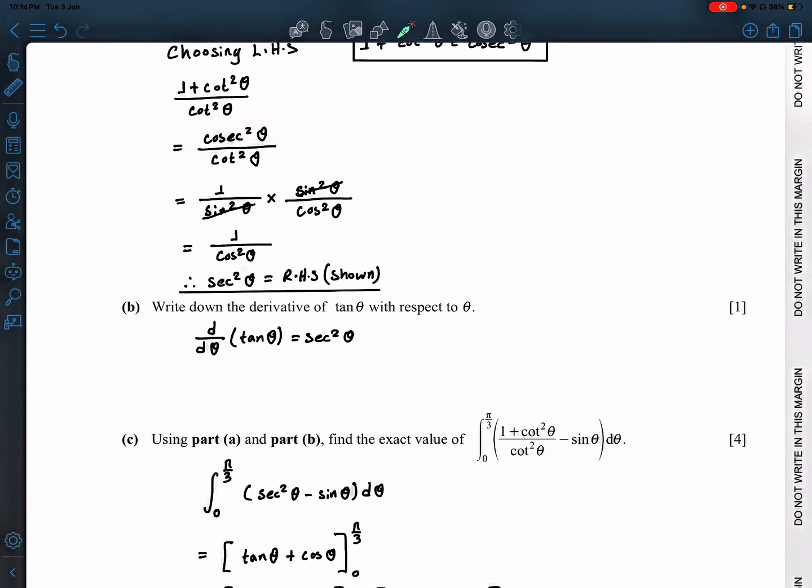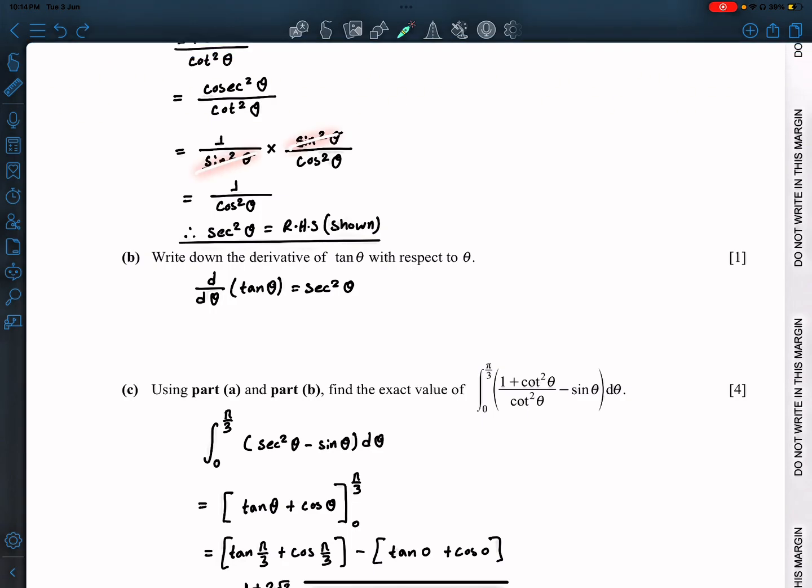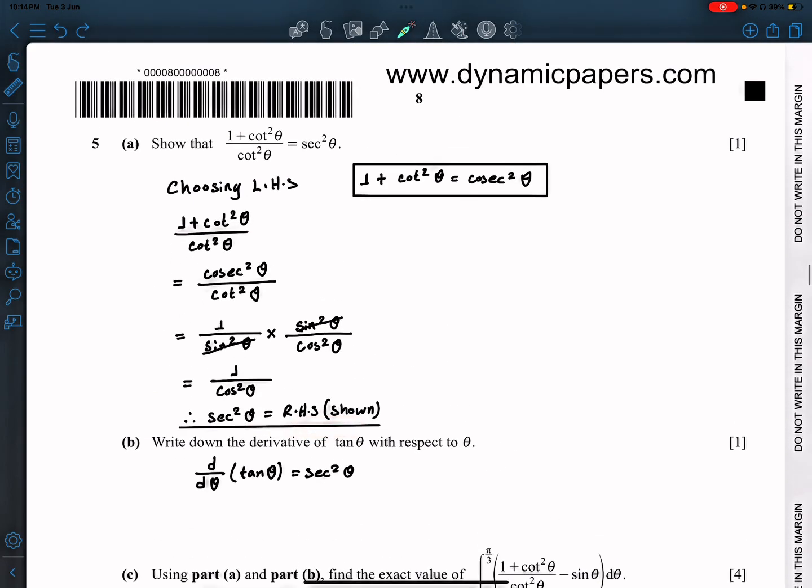Then we break down our trigonometric functions. So cosecant squared of theta is a reciprocal function. It's simply 1 over sine squared of theta. And cotangent squared of theta is simply cosine squared of theta over sine squared of theta. But since it's in the denominator, it will get flipped once you put it in the numerator. So it would become sine squared of theta over cosine squared of theta. The sine squared theta gets cancelled out, and we are left with 1 over cosine squared of theta, which is simply secant squared of theta, as that's the reciprocal function of cosine squared. And that's equal to the right-hand side, and we are done.